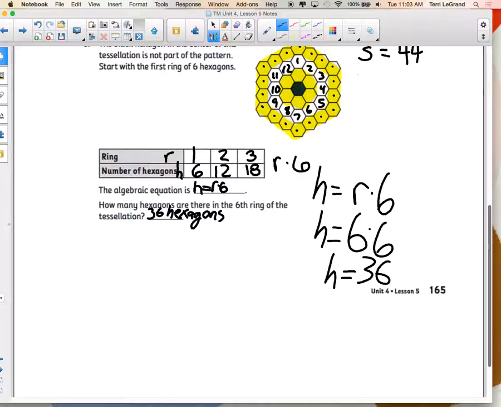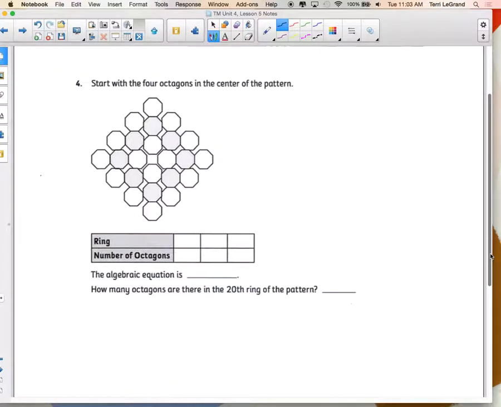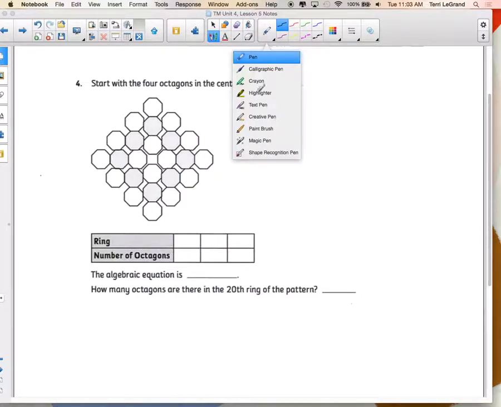And all we do is every ring gets how many more hexagons? 6 more hexagons. Yeah, every ring gets 6 more hexagons. That's what's happening in our table here. As each ring, we just kept going up by 6. Okay, there's one more to do, right? We start with the 4 octagons in the center of this pattern. So is anything left out this time? No. So let's highlight the start of our pattern. Where does it start?